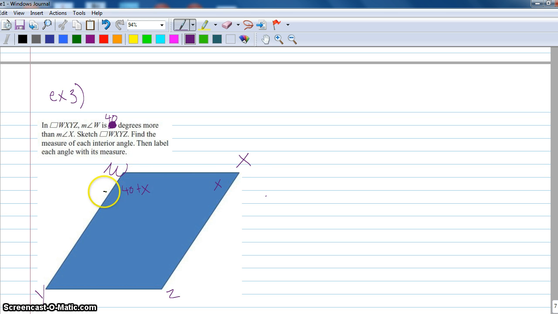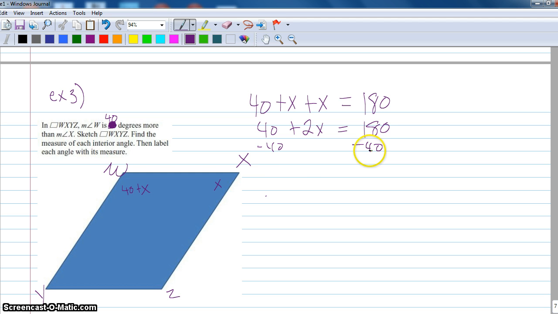And these are not on opposite sides, they are consecutive. And when they are consecutive, they equal 180 when you add them. So 40 plus X plus X equals 180. X plus X is 2X. Subtract the 40. 2X equals 140. Divide by 2, and X is 70. So this is 70.